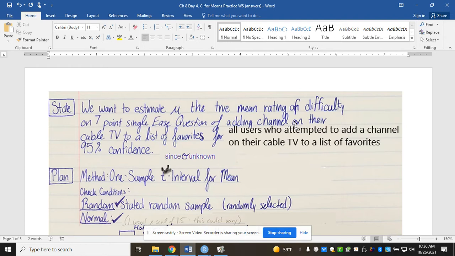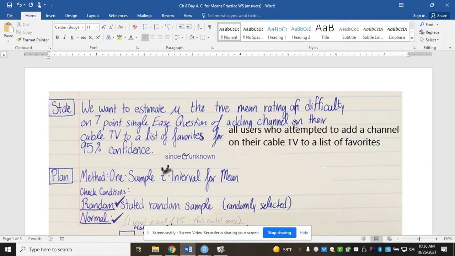Plan. This is a one sample. You're choosing T. Why are you choosing T? Because sigma is unknown. If we have sigma, we use Z. If we don't have sigma, we have to use S, and then we use T. So it is a one sample T interval for means, since sigma is unknown.